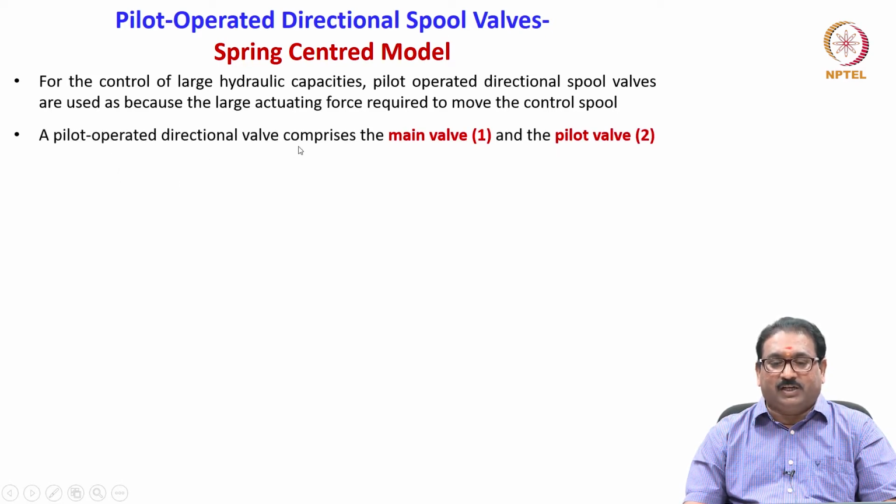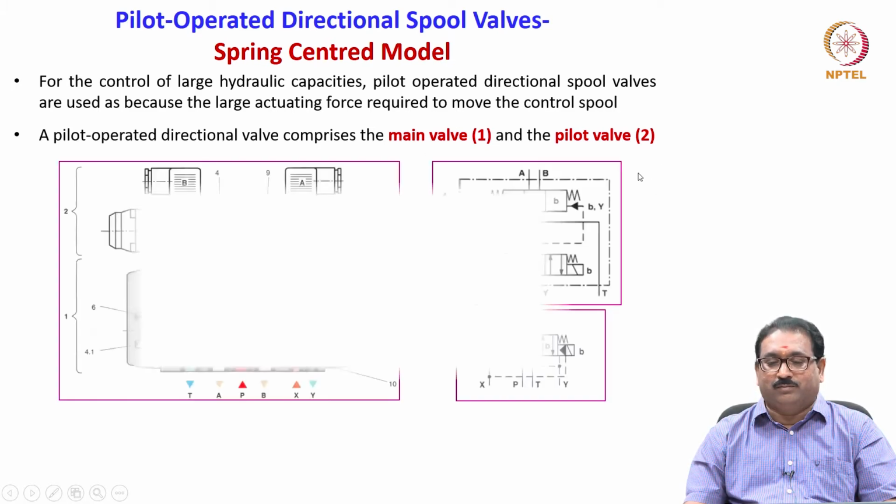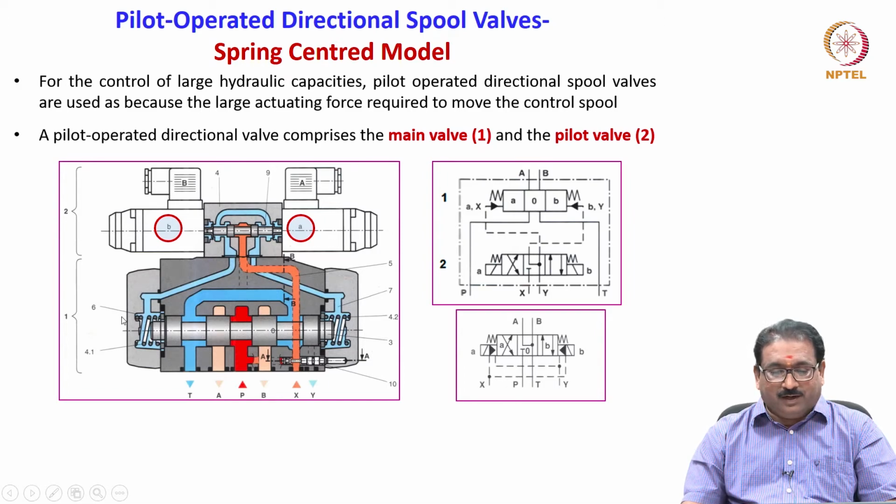A pilot operated directional valve comprises the main valve and the pilot valve. Here you will see, friends, this is the main valve, main spool. These are the ports A and B, control ports. P is a pressure port, T is a tank port, X and Y are the pilot signals, and this is a pilot valve. The pilot valve in turn again consists of a spool valve here.